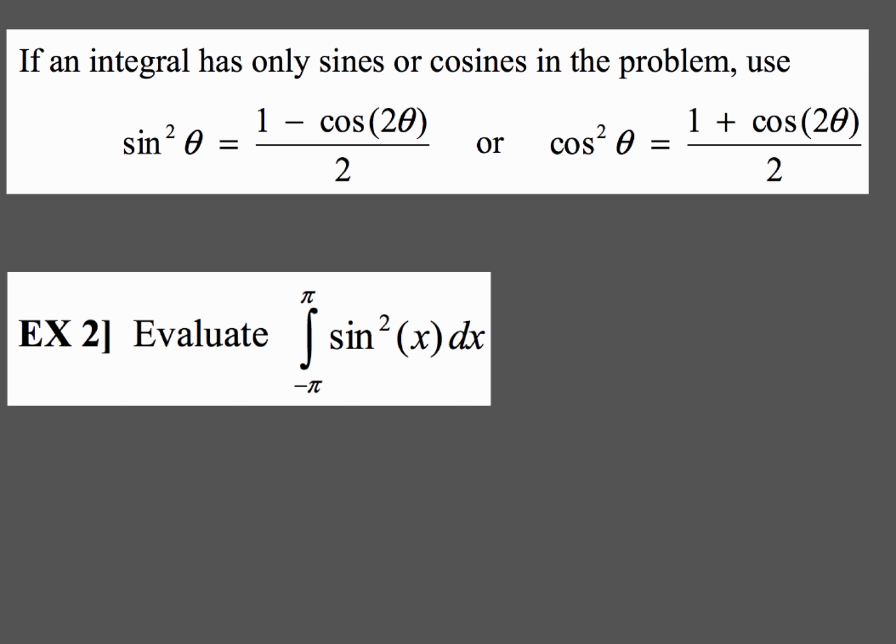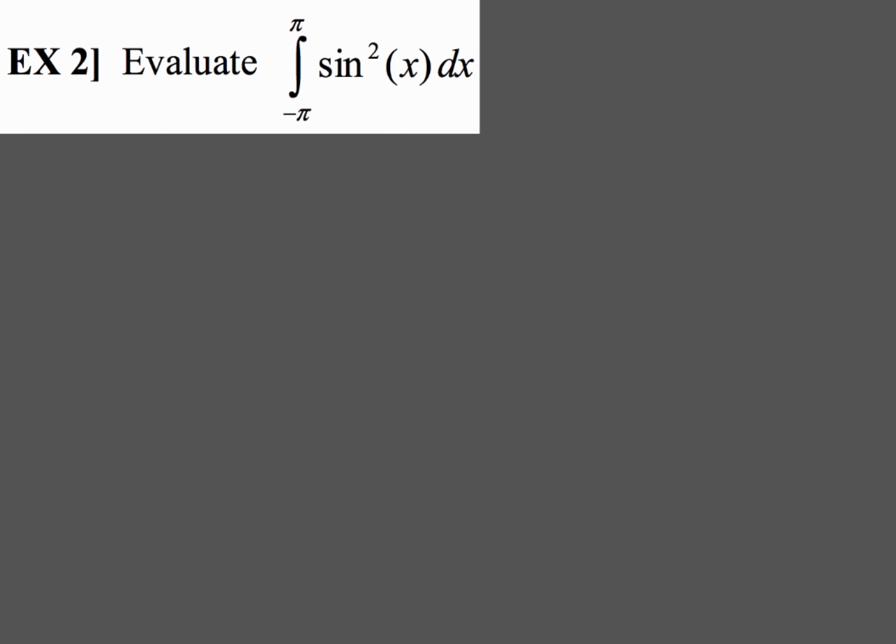So if you take a look at this example, where we're evaluating the integral from negative pi to pi of sine squared x dx, check it out. It's only got a sine squared. But do you see the other thing it has? There's something pretty cool in there. I wonder if you see it. Let's see if you do, as we take a look and work out this example.